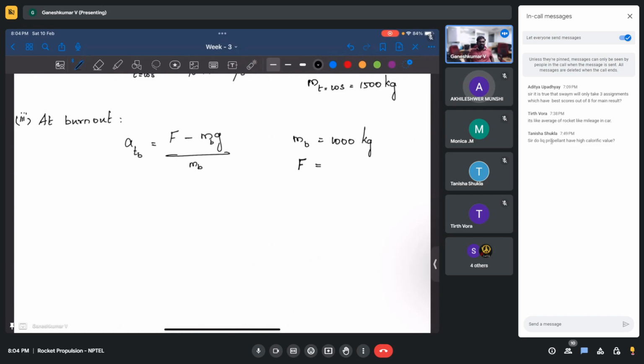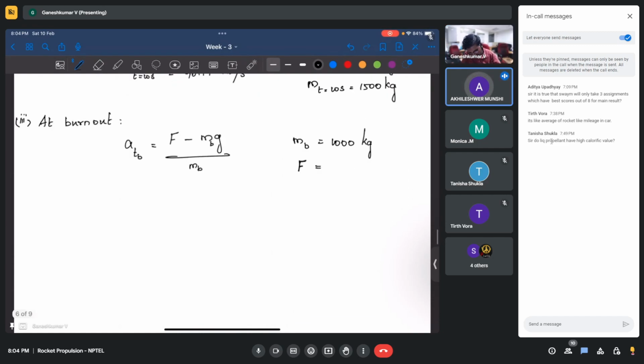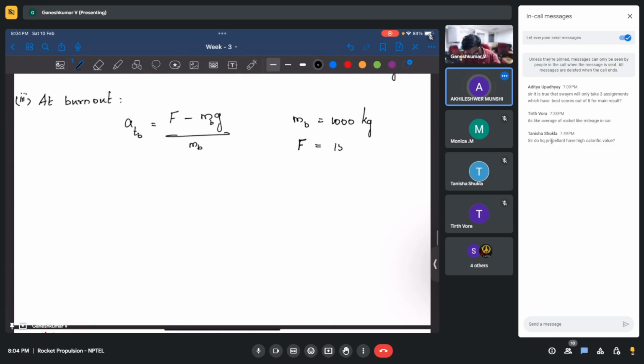So it's been asked just before the burnout. What is the thrust? It will remain the same, 150 kilonewton, then, right? Since you came up with this question, you should be careful whether it is being asked after the burnout or just before the burnout.